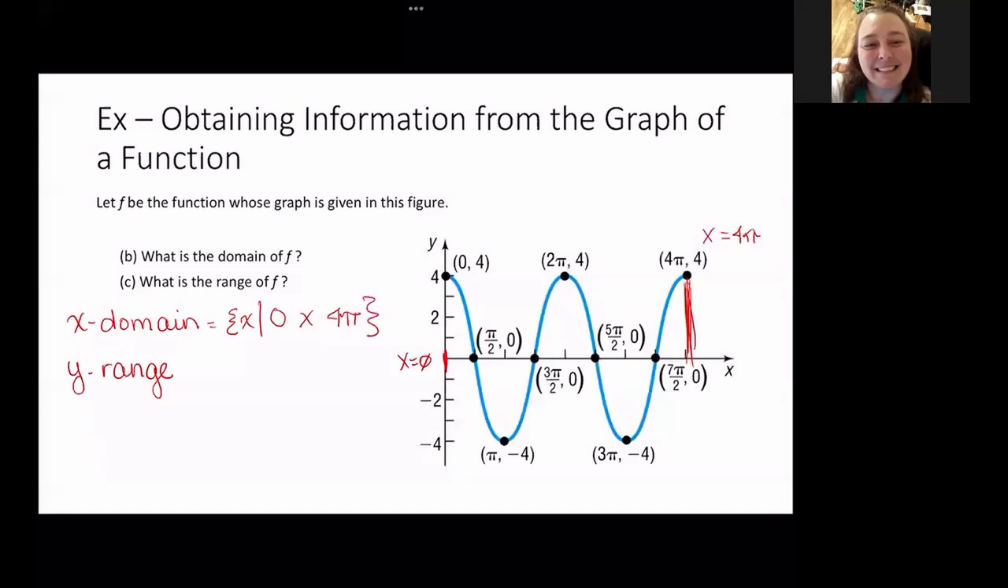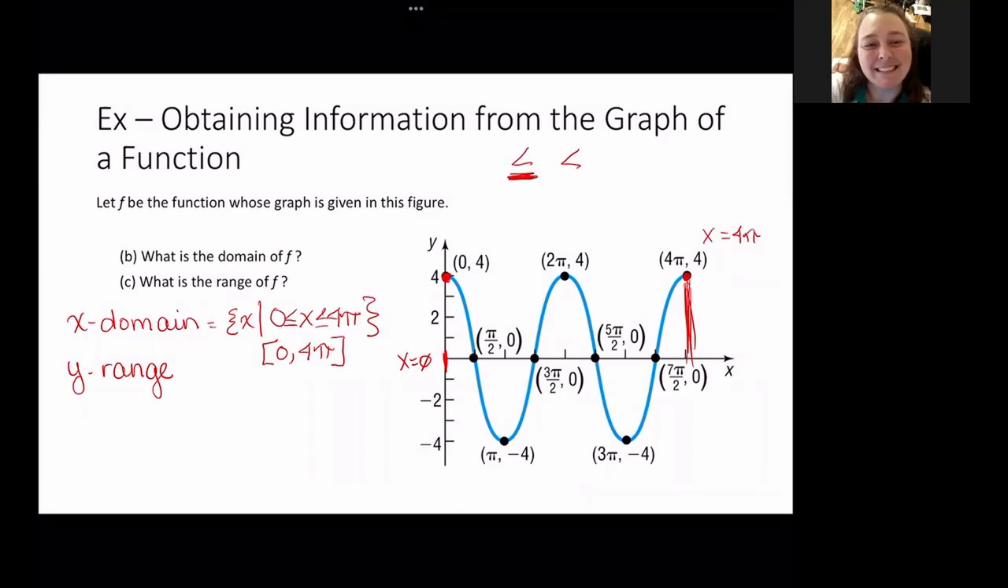Now, let's take a closer look at whether it's inclusive or exclusive, because inclusive is going to give us the underline or equal to, and exclusive is going to give us one without. This one has a closed-in point, so it's inclusive. This one also has a colored-in point, so it is inclusive. So that's my domain. If I want to do it in interval notation, I'm going to say square bracket, because it is inclusive, 0, 4 pi, square bracket.